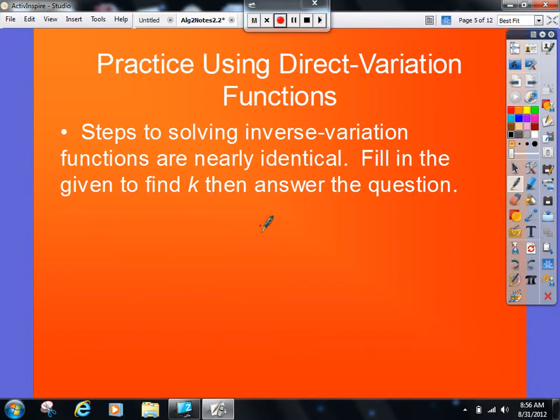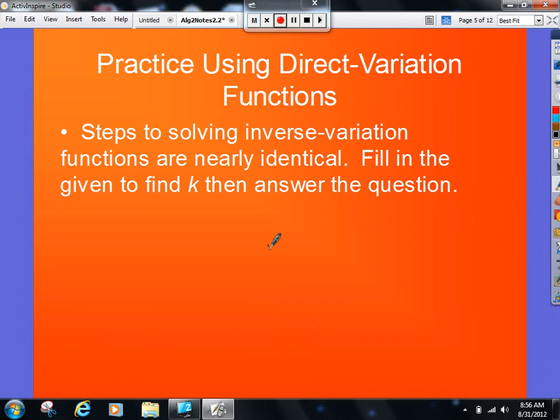Okay, steps to solving are nearly identical like I have said multiple times so far. Again, all we're going to do is change that first step: when you read the words, you're not going to write y equals k x to the n, we're going to write k over x to the n. So if you wrote out those steps yesterday, the only thing you'll change is that formula. When we read inversely proportional to, we will write this down instead.